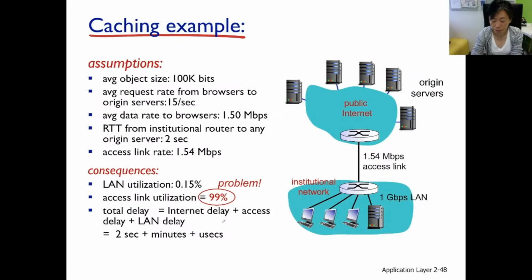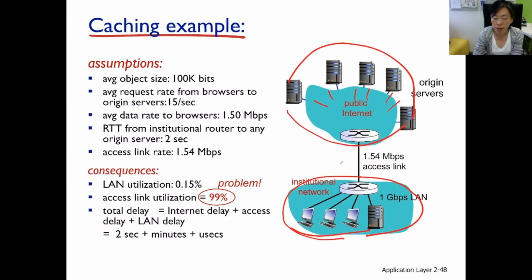Good. The example setting is this. Servers up here, client down here. So they're part of the institutional network here. And the servers are connected to the public internet. And the internet connects to the institutional network through an access link. Let's assume that the clients here are browsing the web, requesting objects down from the server. The average object size being 100 kilobits, and the average request rate being 15 objects per second. Then multiply the two, you get the average bit rate coming down this way. Right? And that is 1.5 megabits per second.